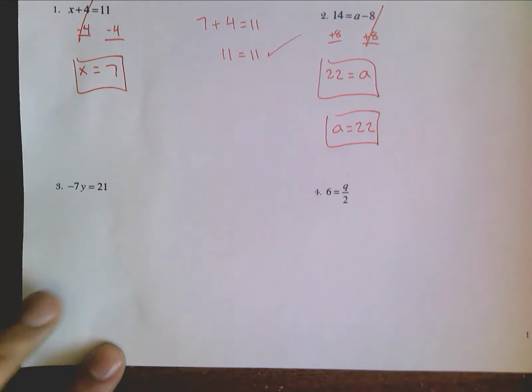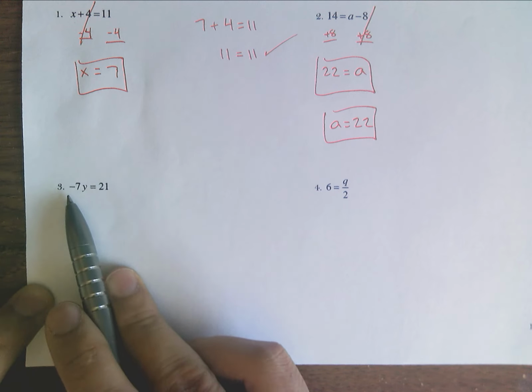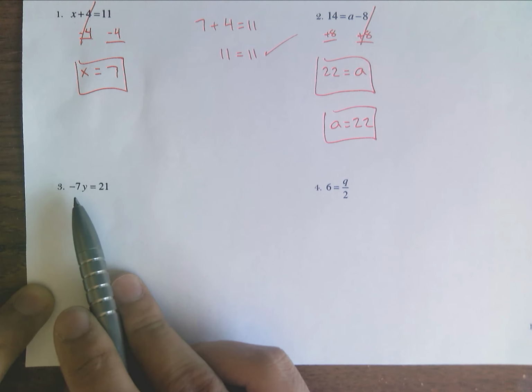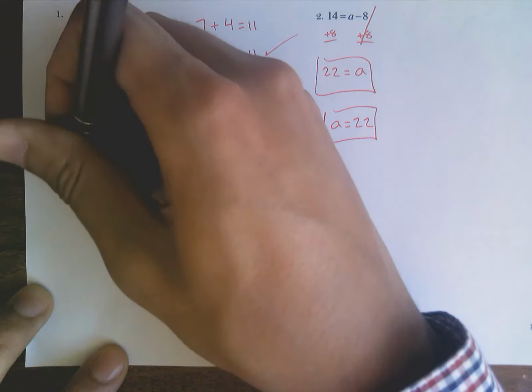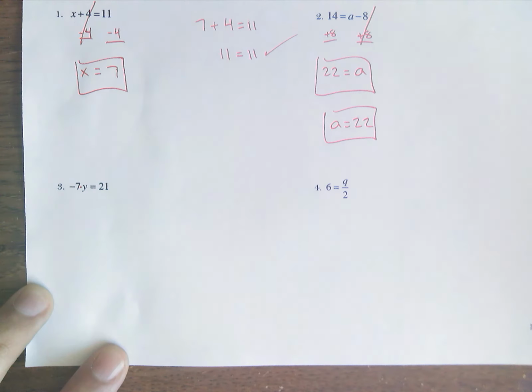Let's try example 3. Here I have negative 7y equals 21. A lot of students will see this and think, oh, minus 7, I have to add 7. But be careful. Consider what's going on between the 7 and the y. There's multiplication happening in between here. So you can think of this as negative 7 times y.